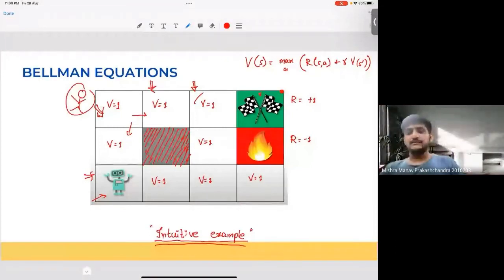So to tackle this, we use something known as the Bellman equation.